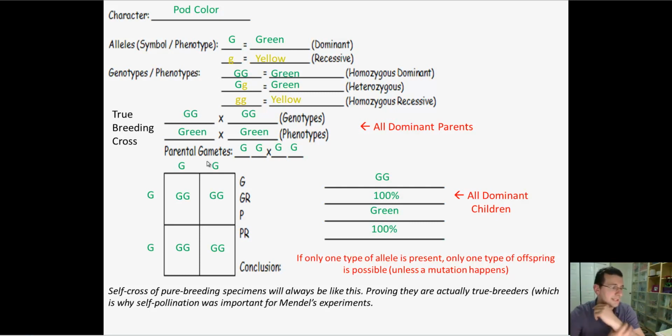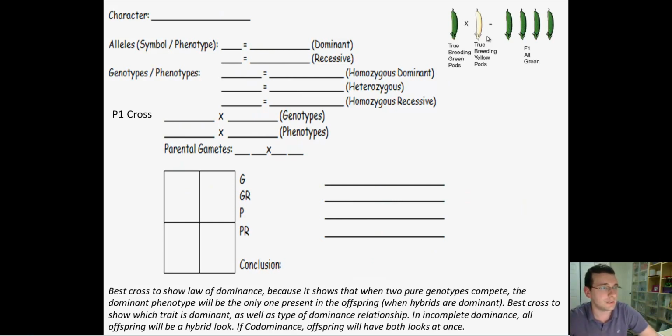Now remember that a self-cross of pure breeding specimens will always be like this, proving that they are actually true breeders. That's what true breeder means. If you do self-pollination, we will always get this. And this was very important for Mendel's experiment because he wanted to make sure that his first generation, his parental generation, was like this. So once he made sure that those flowers were truly like that, what he did is he got a true breeding green pod and he combined it with a true breeding yellow pod, for example.